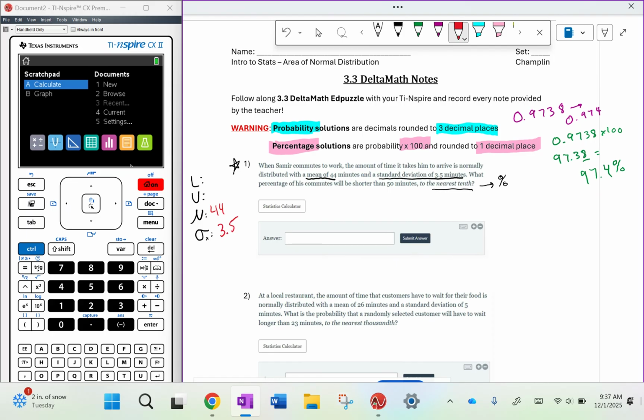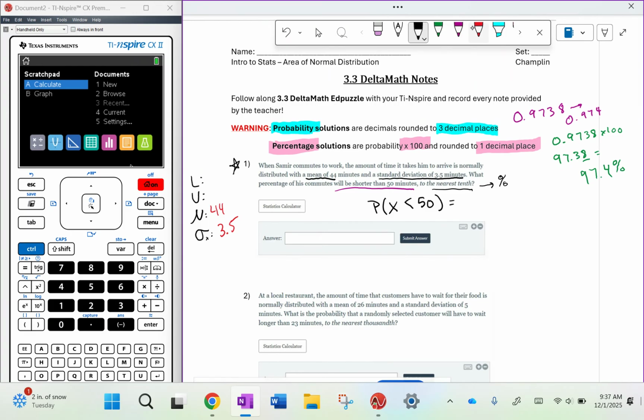Perfect. Now, from here, I want to point out, it wants to know the commute will be shorter than 50 minutes. So if I write this as a probability, it looks like the probability of x, we're using x now because we're not using the empirical rule anymore, x is less than 50 minutes. So that's what it looks like.